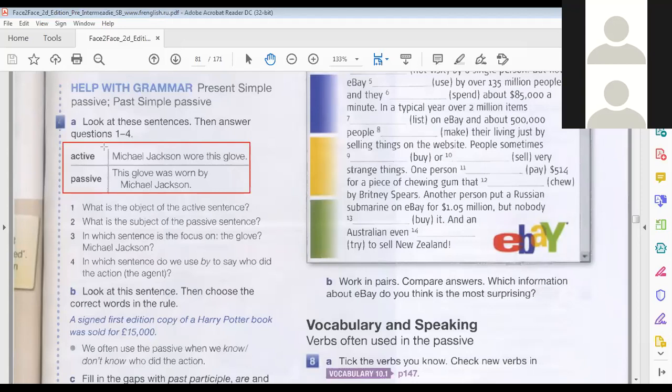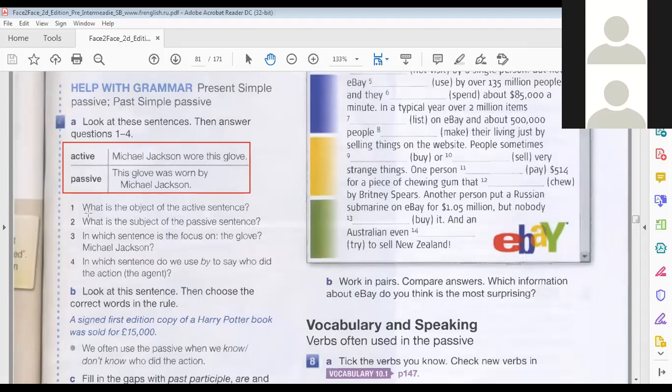Okay, so Haib, would you like to read these two sentences in the box for us? And maybe after that, just translate them. Active: Michael Jackson wore this glove. Passive: This glove was worn by Michael Jackson. Okay, is there a difference in the meaning, or is it the same thing? The same meaning? Yes, I think the same.